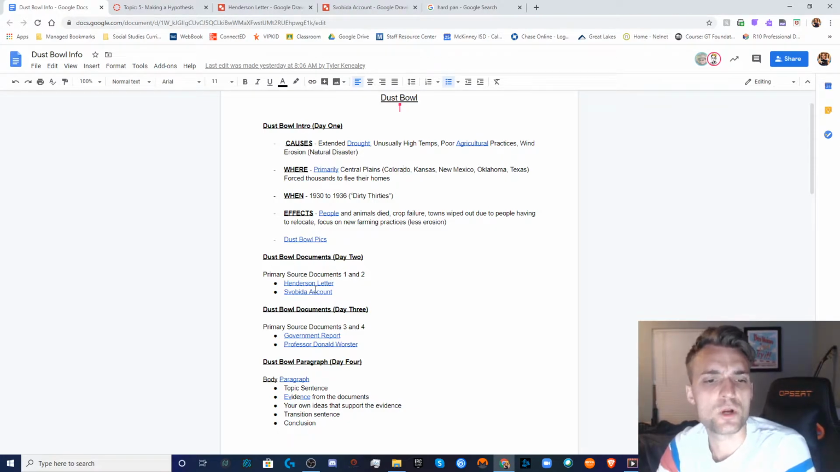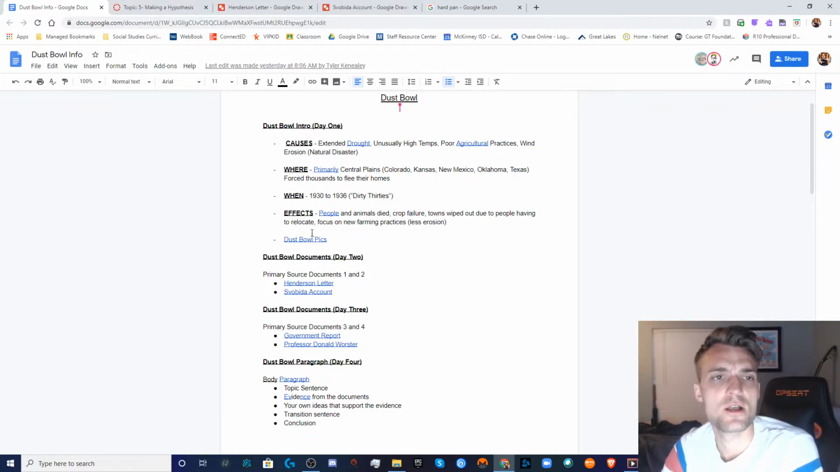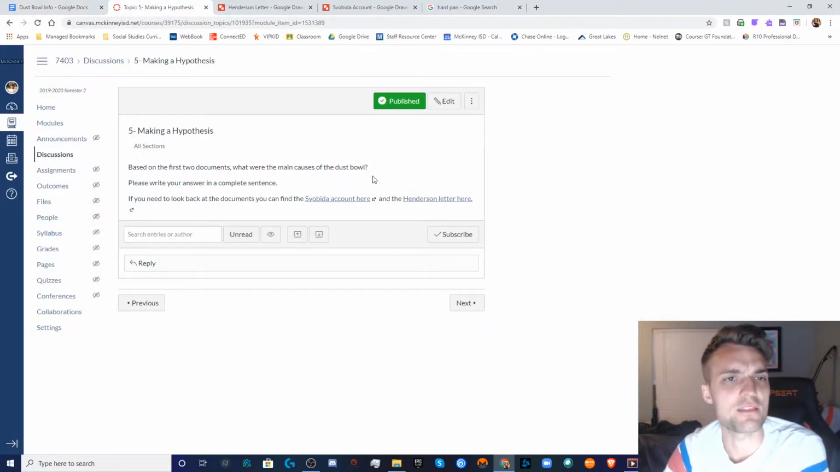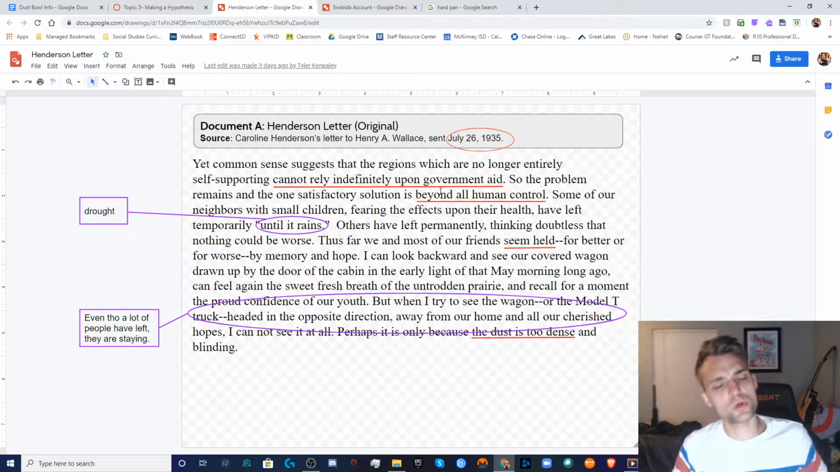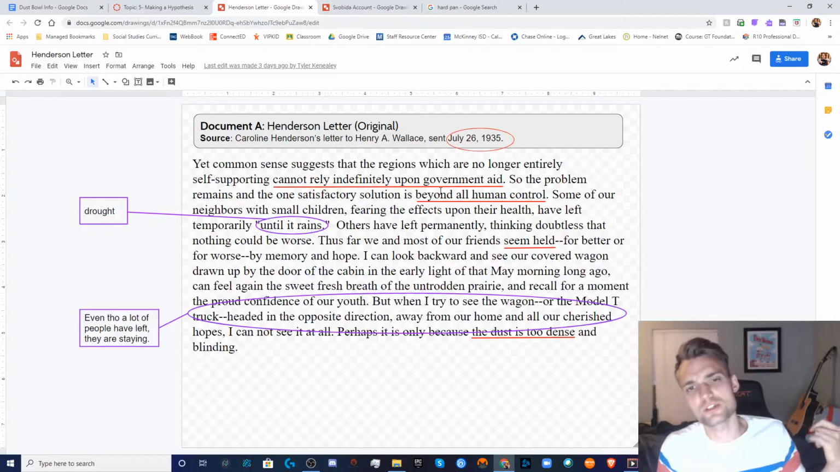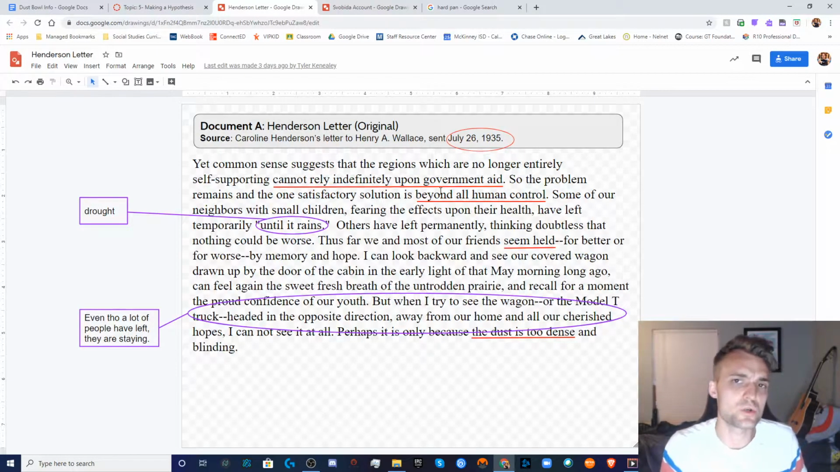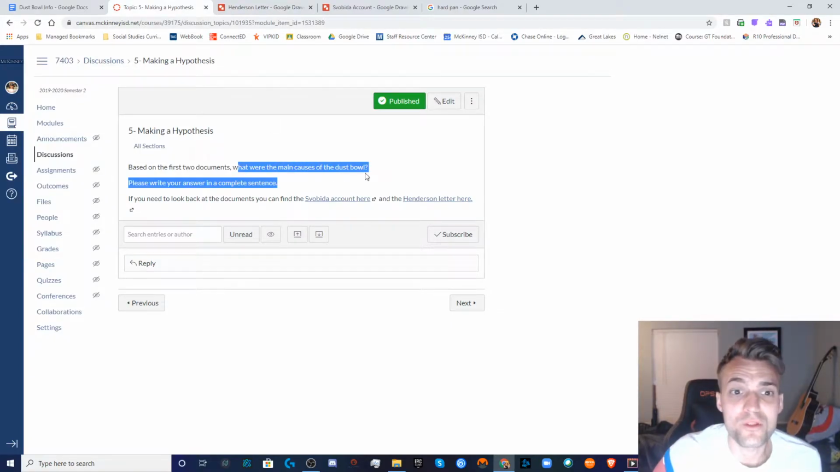But today we're going to look at these 2 letters. Our primary focus is making a hypothesis. So here is our Henderson letter. We're going to do this one together. I want you to be thinking, what is a hypothesis? Well, a hypothesis is an educated guess. Based on the information we know from yesterday and analyzing this primary source here and the one you're going to do by yourselves after my video, you should have a pretty good guess. It doesn't have to be 100% correct, but a pretty good guess of what the main causes of the Dust Bowl were. Remember, that's your prompt. That's what your hypothesis is about.